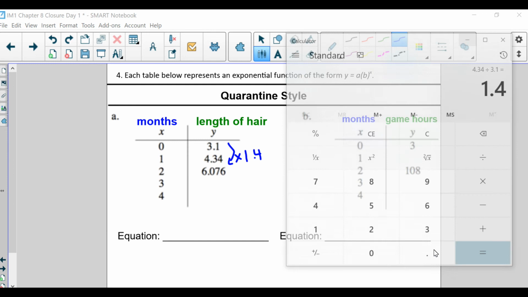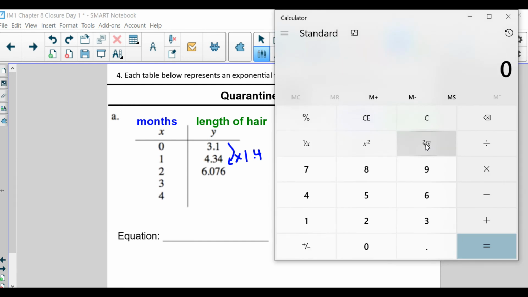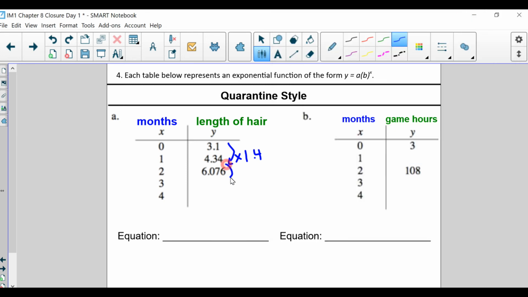Let's see if that's the same case for the next one. So we're taking 6 and 76 hundredths, or thousandths, divided by 4 and 34 hundredths. What do we get? It's the same. So that's going to be our multiplier in our exponential equation.